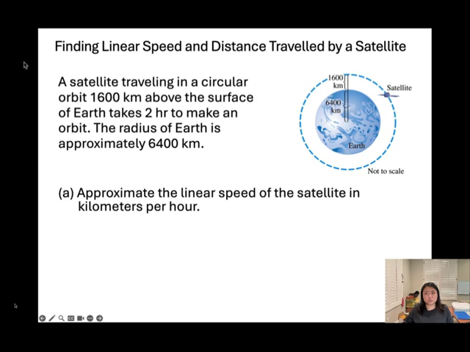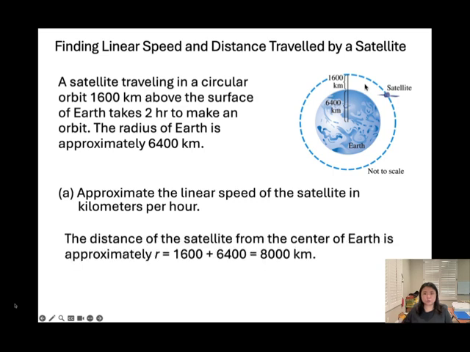A satellite traveling in a circular orbit 1,600 kilometers above the surface of Earth takes 2 hours to make an orbit. The radius of Earth is approximately 6,400 kilometers. Approximate the linear speed of the satellite in kilometers per hour. So we are looking for the linear speed. First, we want to find the R. The satellite is here, so this is the radius. We calculate R first: 6,400 plus 1,600 is 8,000 kilometers.